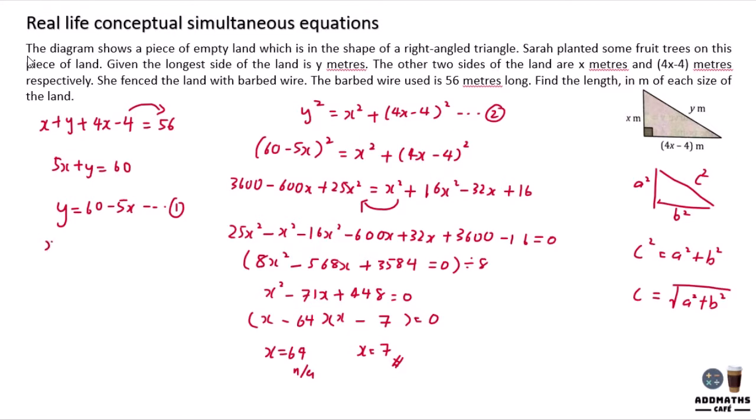So when I know x equals 7 meters, I can substitute into this y equation to get my y answer. So I know that my y will be 25. So x will be 7 meters, y will be 25 meters. In this case, you are required to find the length in meters of each side. So the y here is 25 meters, and I'm sorry, this is 7 meters. So this is 7 meters.